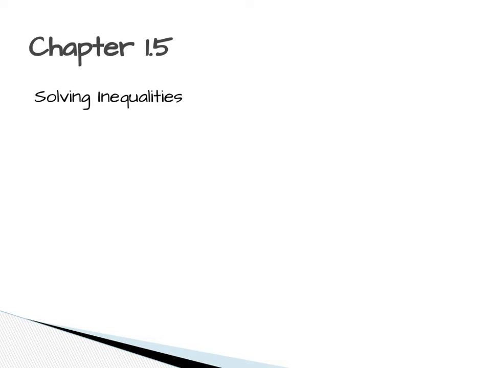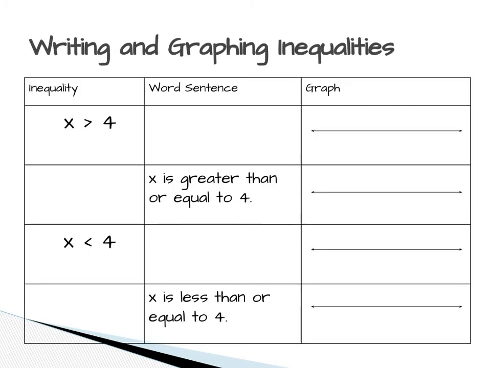Chapter 1.5, Solving Inequalities. First we need to know how to write and graph inequalities. The first one is x is greater than 4. If you were to graph that, you'll put 4 in the middle. If the symbol is less than or greater than, that's an open circle. If it's less than or equal to or greater than or equal to, it's a closed circle. So this is going to have an open circle on 4, and you're going to shade everything that is bigger than 4.